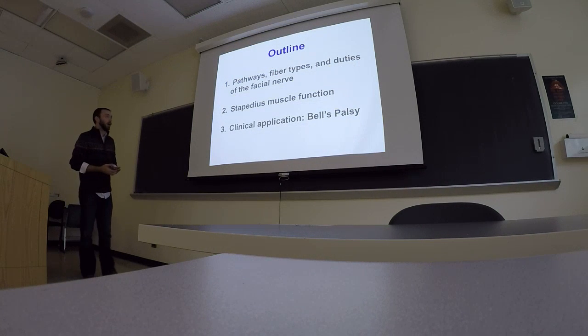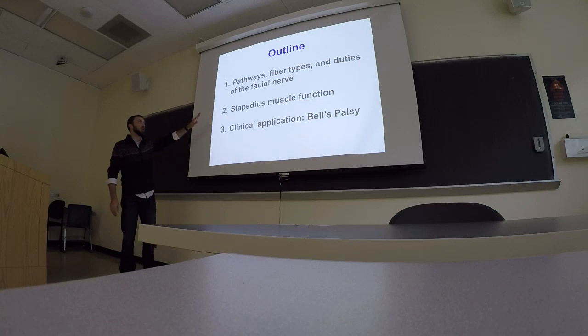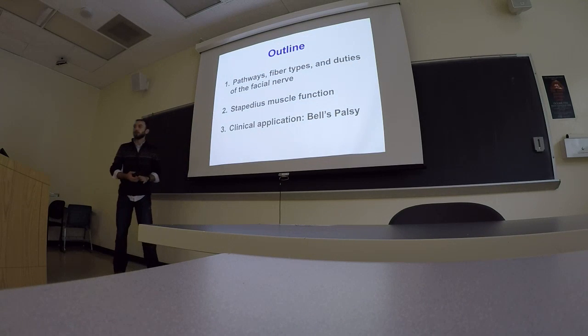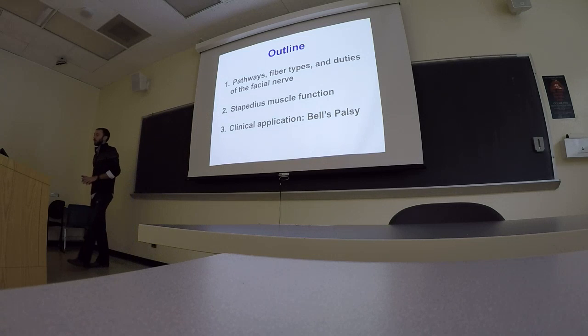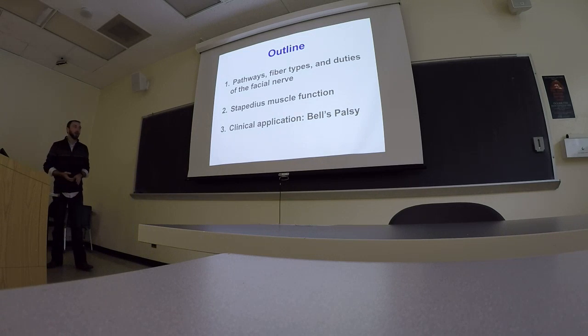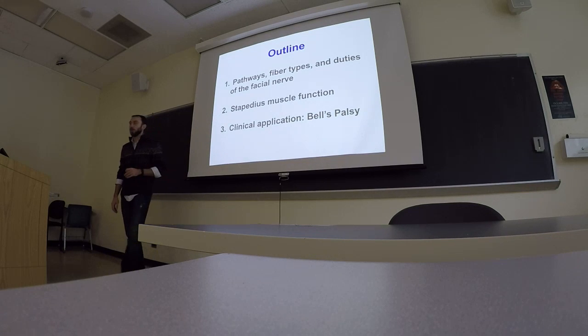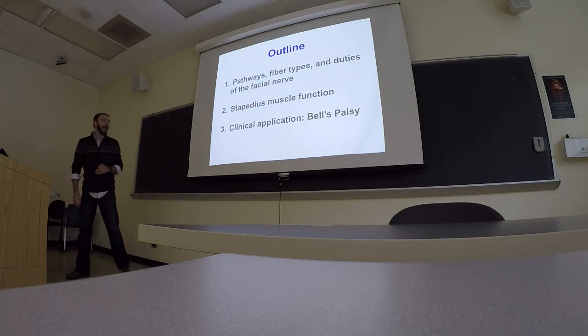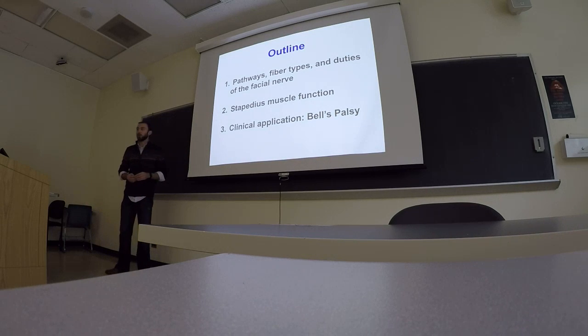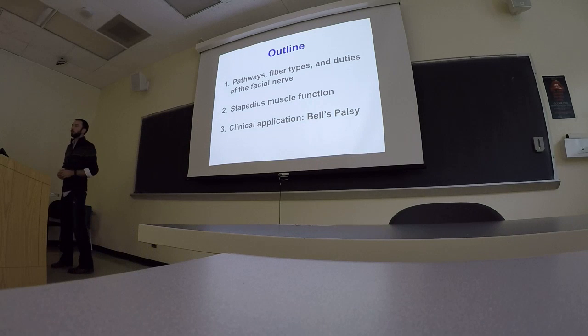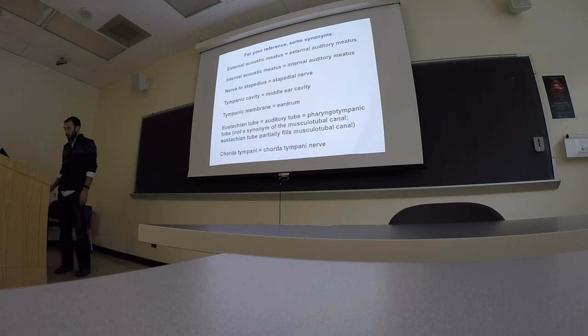Okay, here's our outline, and it's very heavily biased towards number one. We're going to spend the majority of today talking about pathways, fiber types, and duties within the facial nerve. Then we'll have a couple of slides on this little seemingly insignificant muscle in your middle ear called stapedius, and then a little bit of clinical application. So there's a lot of ways that you can have an impairment of the facial nerve, and there's various different tests that you can employ to figure out which parts are affected and where along its pathway the problem is occurring.